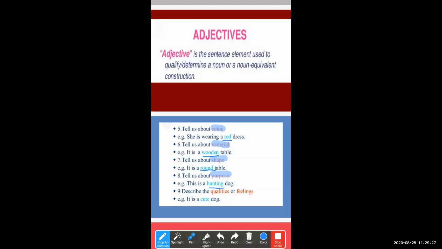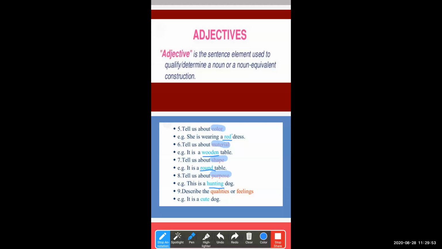This is a hunting dog. Here they are telling about the purpose. If there is just a simple sentence, this is a dog, that means no adjective is written there. But they show what kind of dog it is: this is the hunting dog. So here this word comes under the adjective.